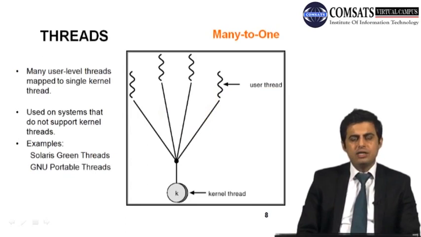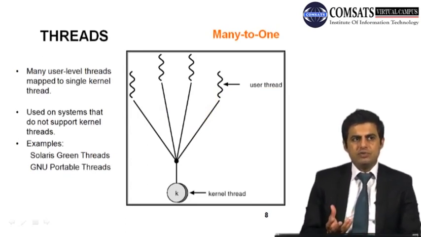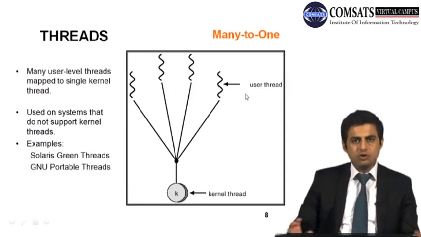At the one you have got the kernel which is in charge of all the threads. So what the kernel does is that it is responsible for taking care of all the threads and is responsible for managing all the threads. So in many to one, many user level threads map to a single kernel thread. So these are the threads which have been created by the user, okay, in the code.